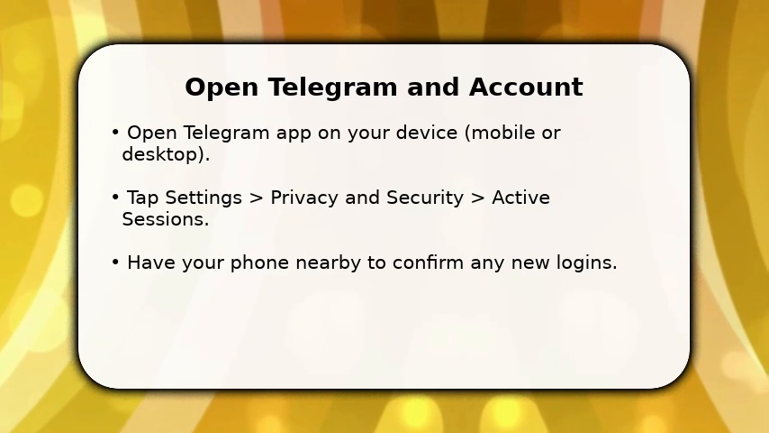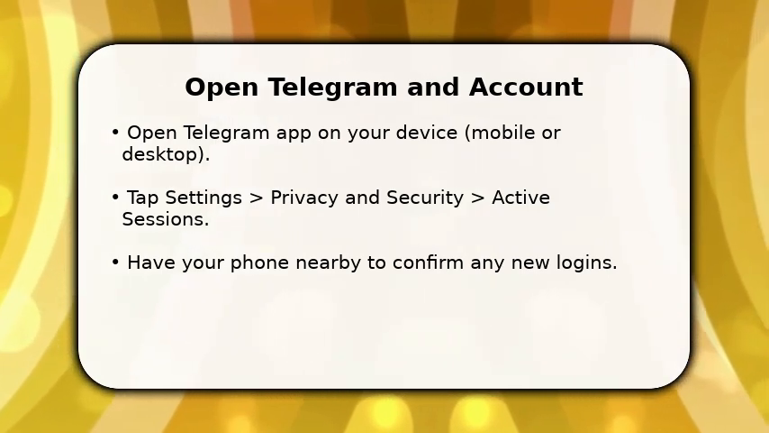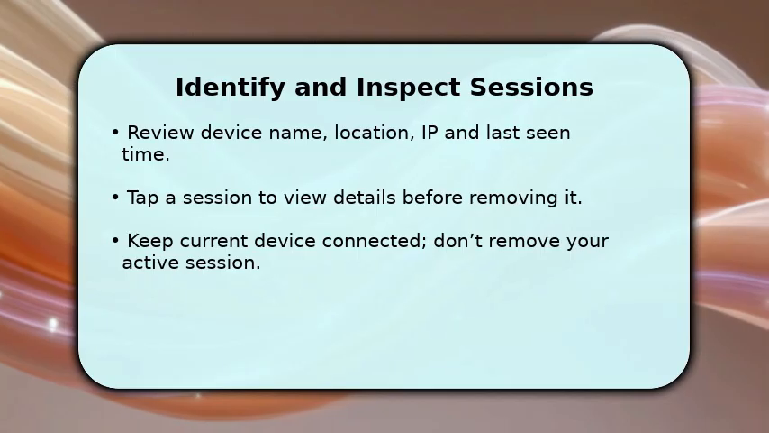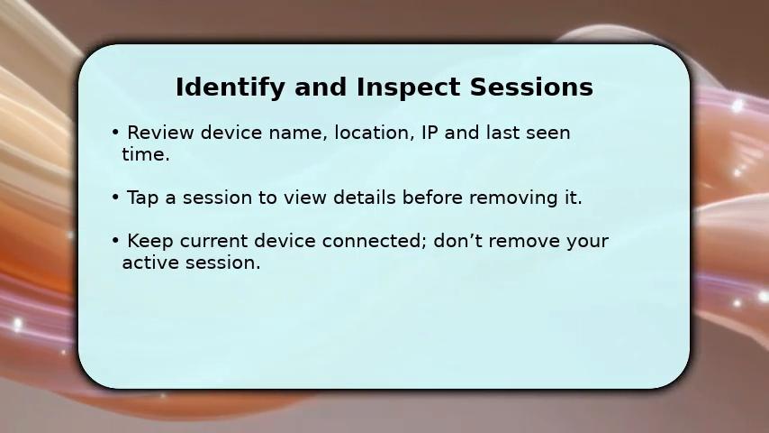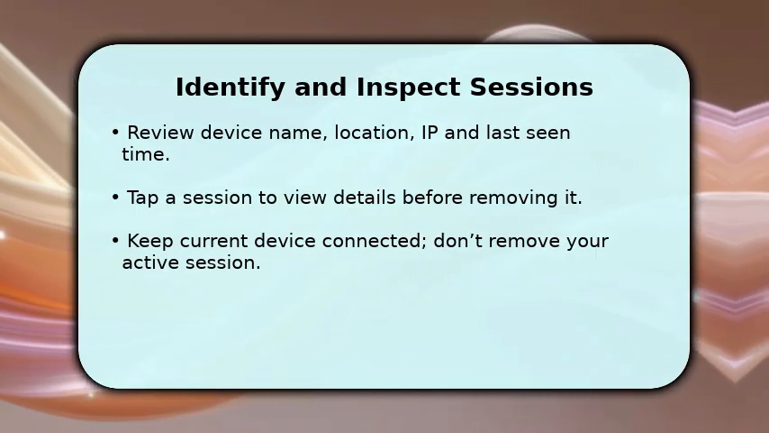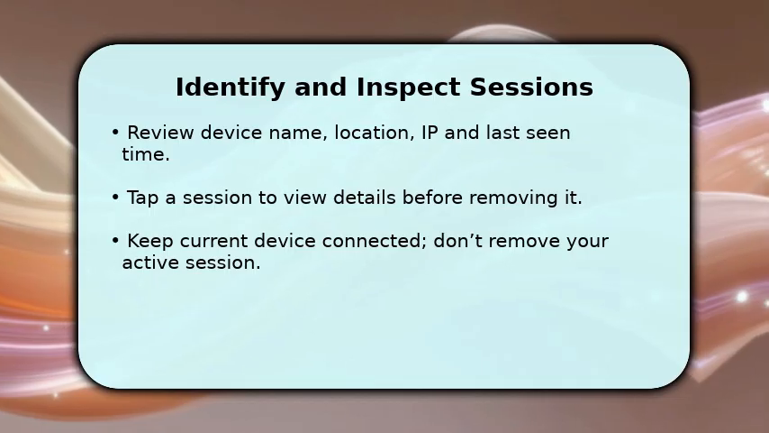You should inspect each session carefully. Note the device type, approximate location, and last seen time because similar names can hide different devices. Once you tap a session, Telegram shows IP info and whether it's a web or mobile login. This helps decide if it's unauthorized.